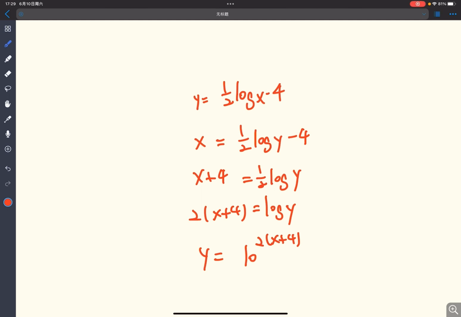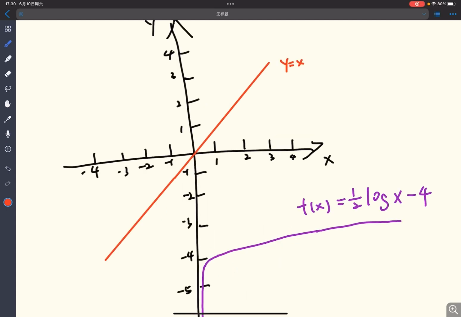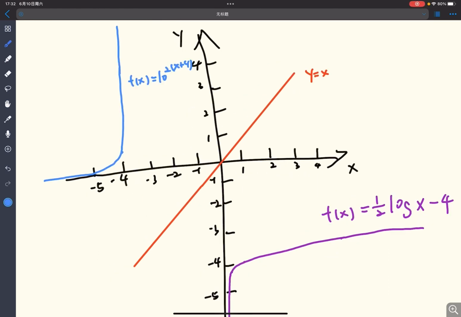Step 1: replace f(x) with y. Then we can swap x and y, and then solve the equation for y. Then we will have the inverse function. We need to graph it in blue.